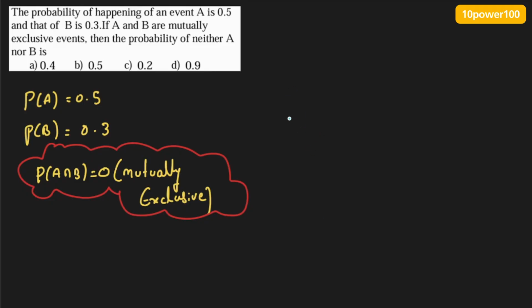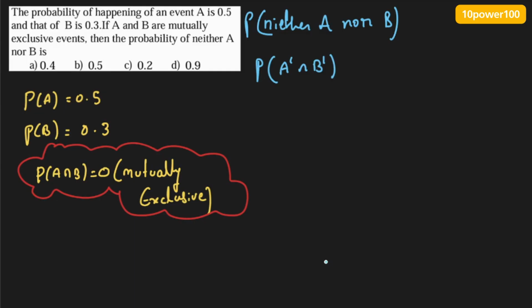Now they're asking for neither A nor B, the probability of neither A nor B. If you represent this using sets, it is P of A dash intersection B dash. This can be taken, by using De Morgan's law, as the probability of A union B the whole dash. So the probability of A dash intersection B dash is equal to the probability of A union B the whole dash. So this is the formula.